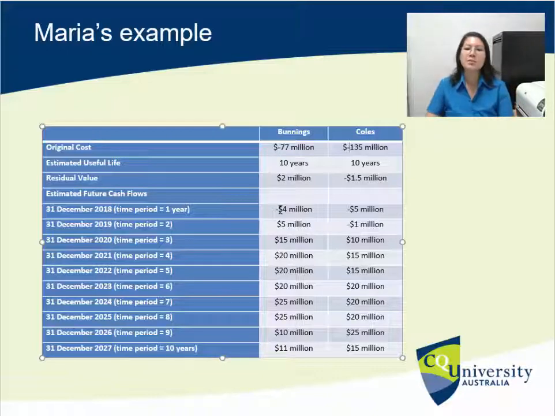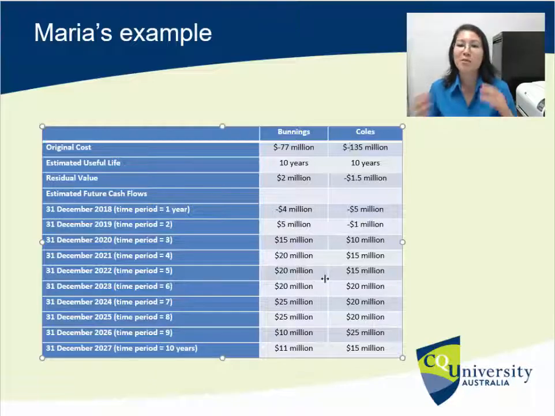So I'm saying initially the Bunnings will probably have a negative cash outflow, but then it's going to be returning me some positive amounts. And I've literally just made them up. So in practice, this is the hardest thing to get right. But for this assessment, you can just make them up. It's nice and easy. But the Coles has got -5, -1, and then all positives.